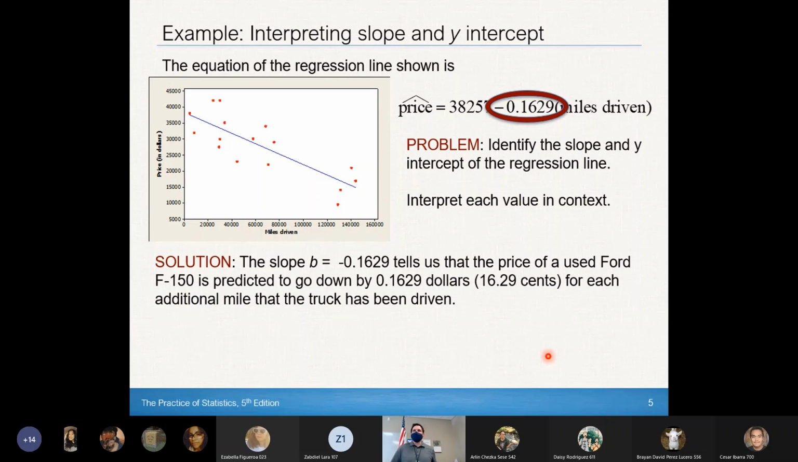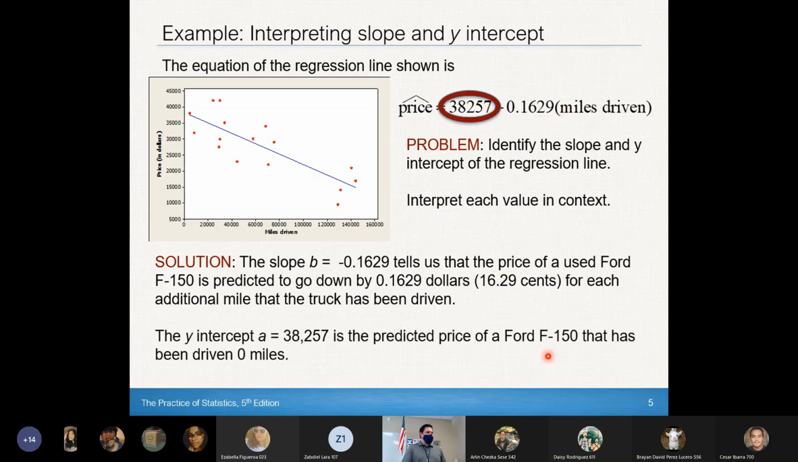The slope b equals negative 0.1629 tells us that the price of a used Ford F-150 is predicted to go down by $0.1629, 16.29 cents, for each additional mile that the truck has been driven. So we have a negative slope, or a negative association. The y-intercept, a equals 38,257, is the predicted price of a Ford F-150 that has been driven 0 miles.